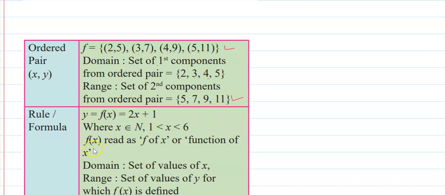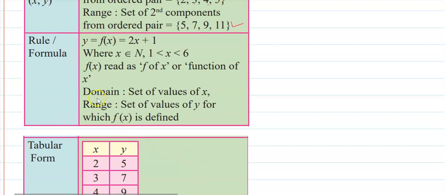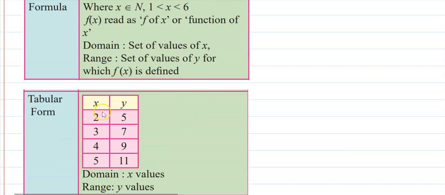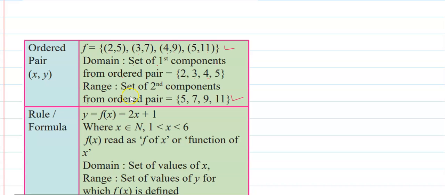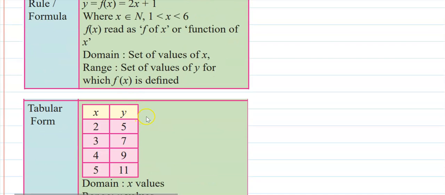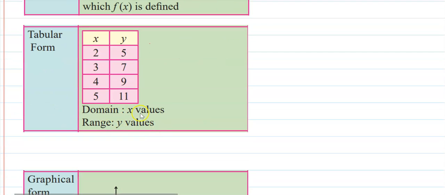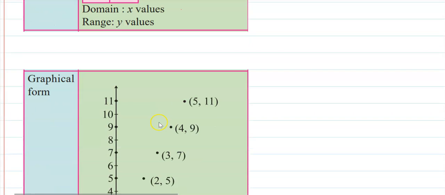f of x is read as f of x or function of x. Now the next: domain, set of values of x. Range, set of values of y for which f of x is defined. Now see this, the tabular form. The values of x here: 2, 3, 4, 5. Values of y are 5, 7, 9, 11. These are the values of y. Domain, that is the x values. Range, they are the y values.